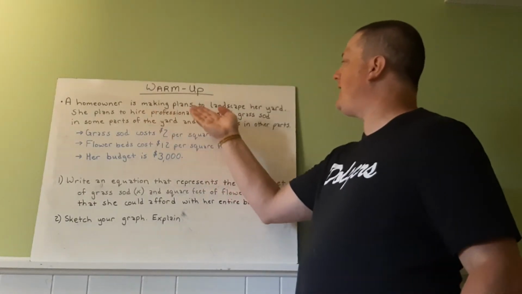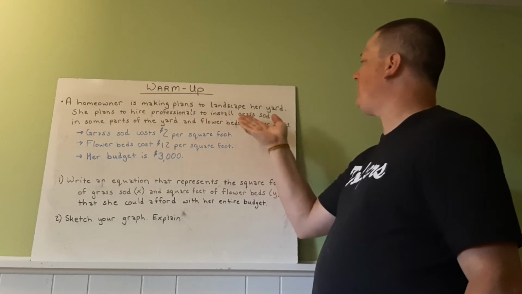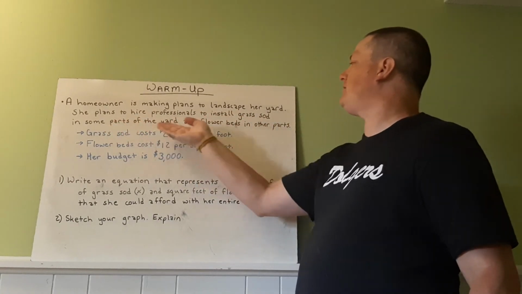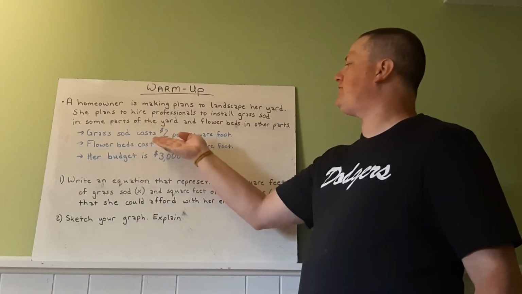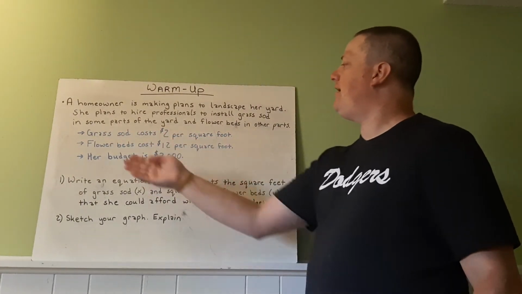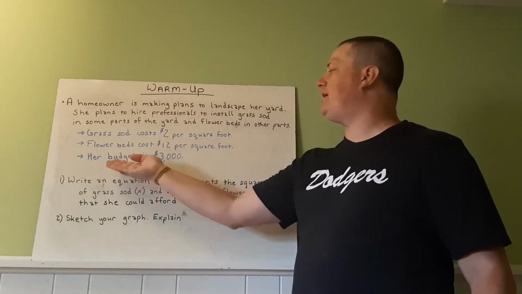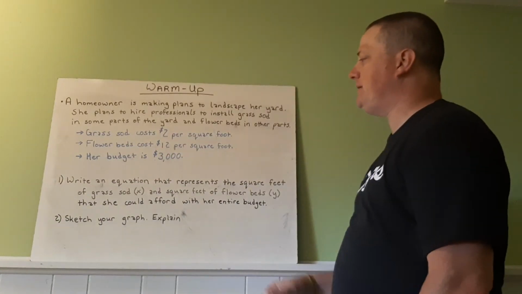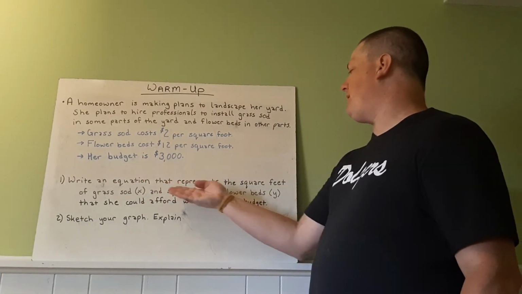A homeowner is making plans to landscape her yard. She plans to hire professionals to install grass sod in some parts of the yard and flower beds in other parts. Grass sod costs $2 per square foot. Flower beds cost $12 per square foot. Her budget is $3,000.